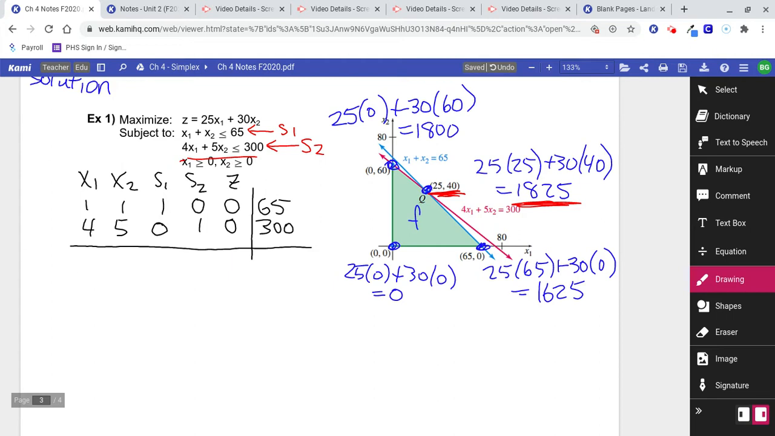Remember, the vertical bar is the equal sign, and so we need all of our variables to the left of the equal sign. I'm going to subtract that 25x1 over, and I'm going to subtract that 30x2 over. I have no slack. I don't have a slack 1. I don't have an S2. I do have a Z.